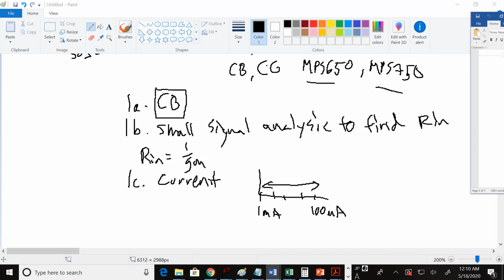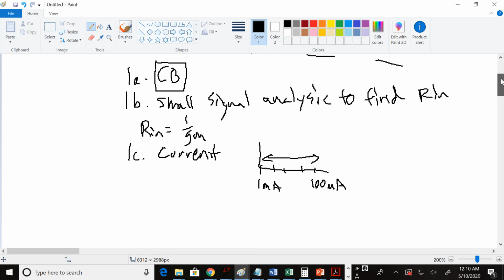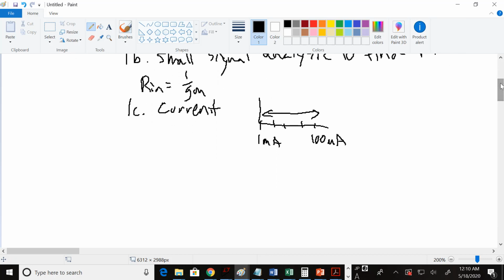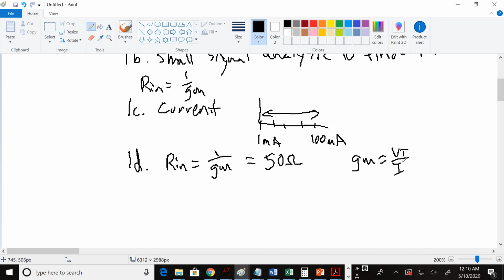Okay, so question 1D is to find that current. The only information you have so far is that Rn of the common base equals 1 over gm, and you also know that your boss gave you a spec, so that has to equal 50 ohms. And you know gm equals IC over VT. That's wrong.